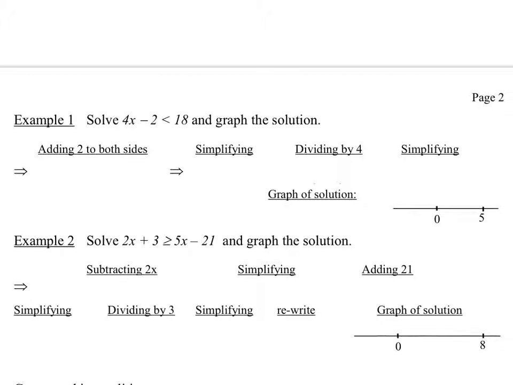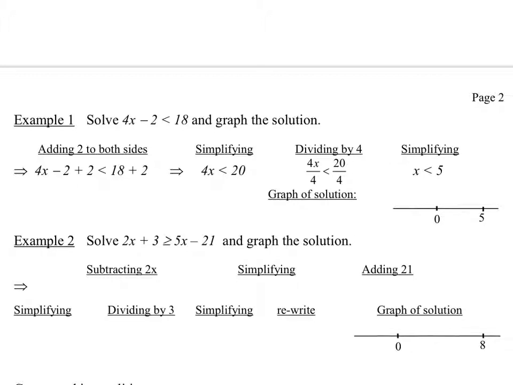both sides. So if you add 2 to both sides, we will get 4x minus 2 plus 2 less than 18 plus 2. That simplifies to become 4x is less than 20. And then we can divide by 4 to get 4x over 4 is less than 20 over 4. And finally, 20 divided by 4 is 5. So we have x is less than 5.